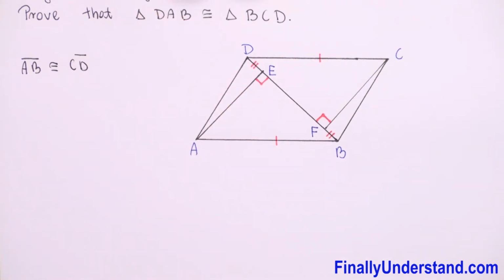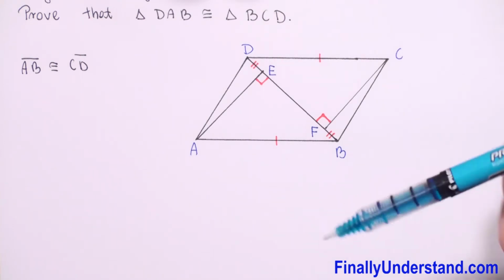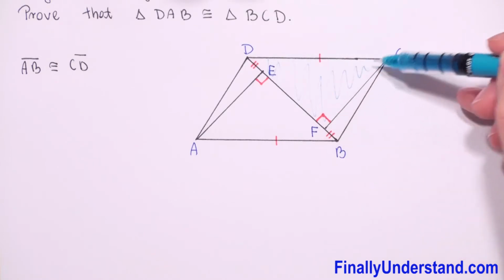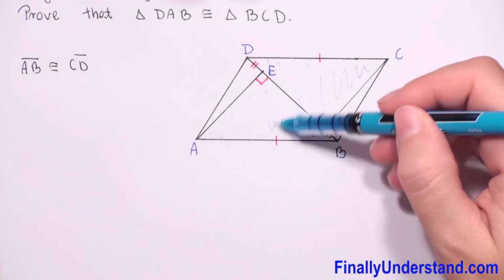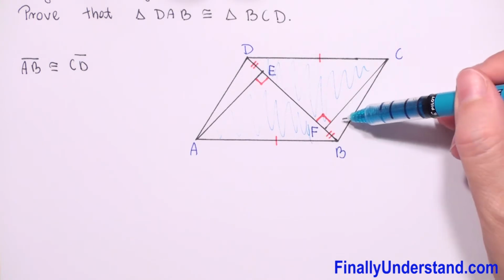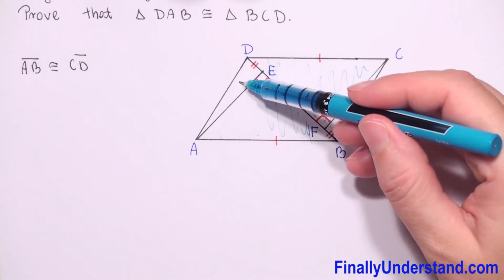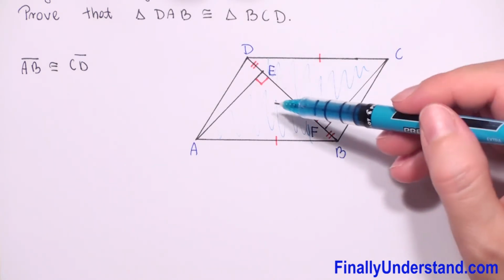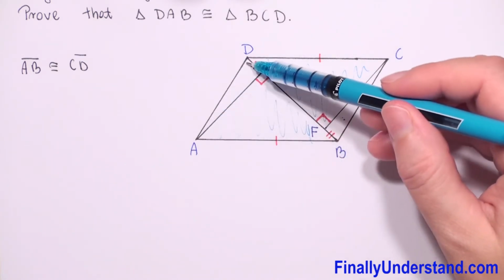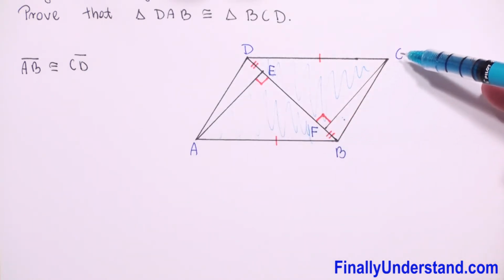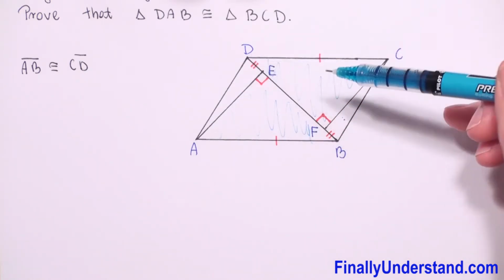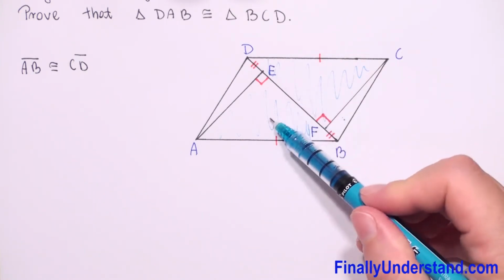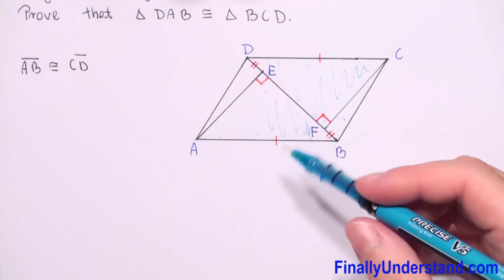So first we will show that this triangle is congruent to that triangle. Next we will show that this smallest triangle are congruent too. So after this we can show that triangle DAB is congruent to BCD. So first, like I said, we will show that these two light blue triangles are congruent.